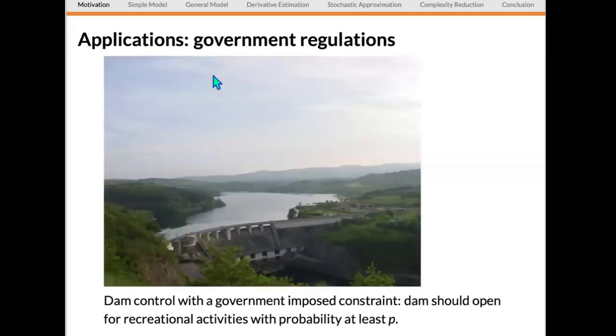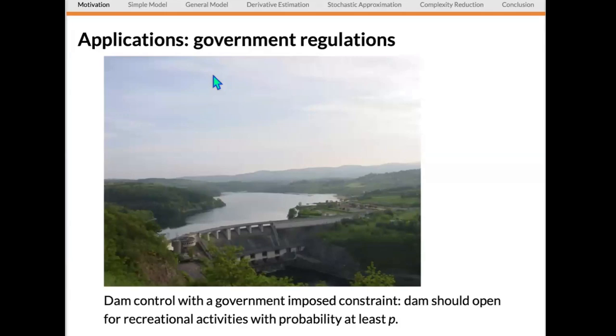So just to give you some ideas, this problem was taken to the École des Ponts et Chaussées in Paris by the electricity company. They wanted to know how to control the dams so that they would open for recreational activities in the summer with at least some probability.